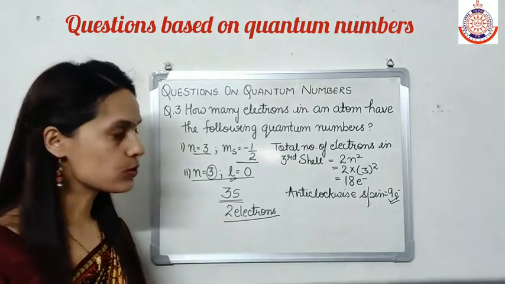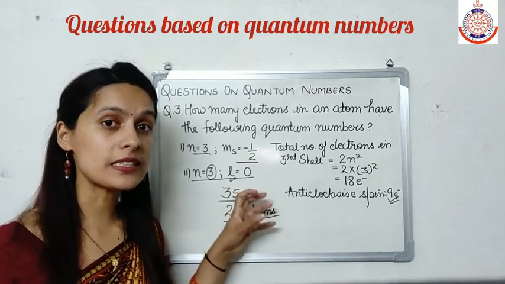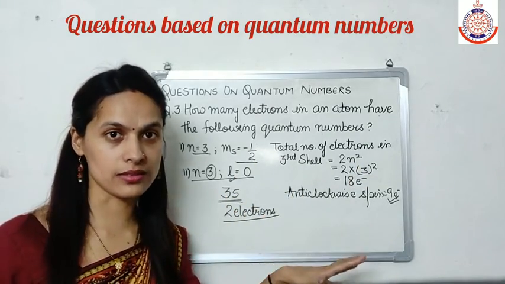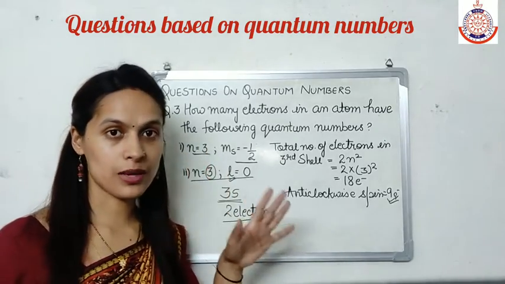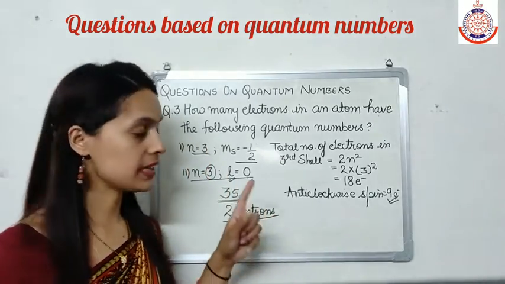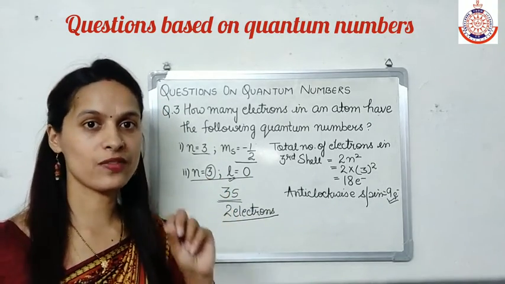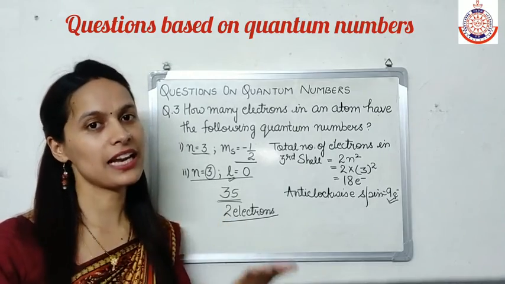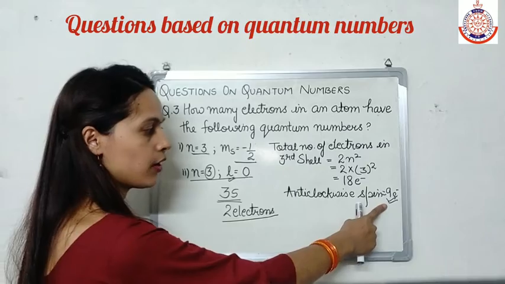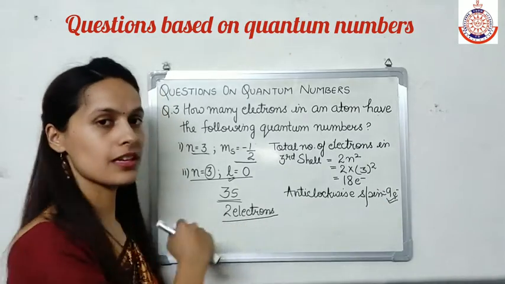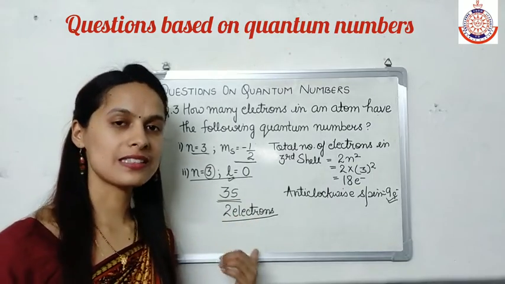Clear? In the first question, why have we applied this formula? Because the orbital is not specified to us. We have only the information about the shell, not about the subshell, not about the orbital. But in this, we have been given the specific orbital, the 3s orbital, and how many electrons are present in the 3s orbital. So here the number of electrons is 9 and in this the number of electrons is 2. So in this way you can solve such types of questions.